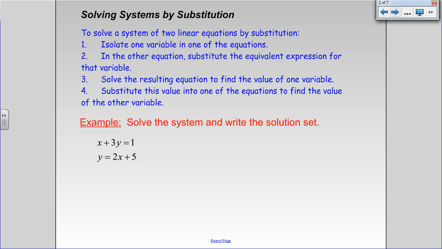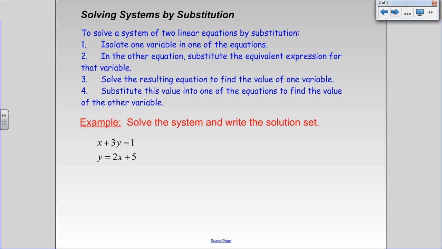So to solve a system of two linear equations by substitution, there are four steps. First, isolate one variable in one of the equations. Second, in the other equation, substitute the equivalent expression for that variable. Third, solve the resulting equation to find the value of one variable. And fourth, substitute this value into one of the equations to find the value of the other variable. Let's look at an example to see those four steps in action.